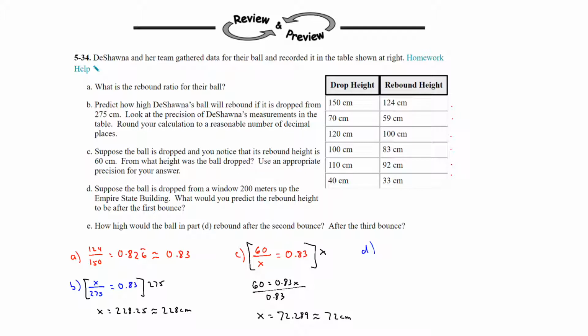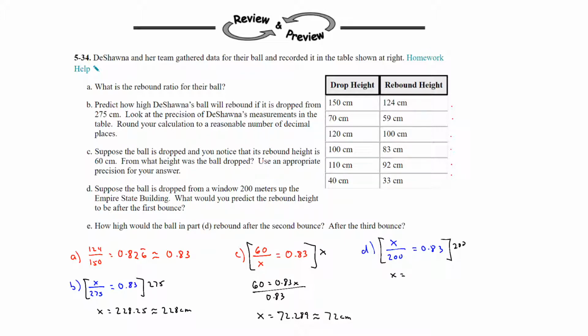Next, D, suppose the ball is dropped from a window 200 meters up the Empire State Building. What would you predict the rebound height to be after the first bounce? So we did go from centimeters to meters, but as long as the ratio still stays the same as 0.83, we should be okay. So now we don't know the rebound height, but we do know the drop height. So we got x divided by 200 is going to be equal to 0.83. We'll solve it the same way that we solved B, multiply both sides by 200, and that will get x by itself.